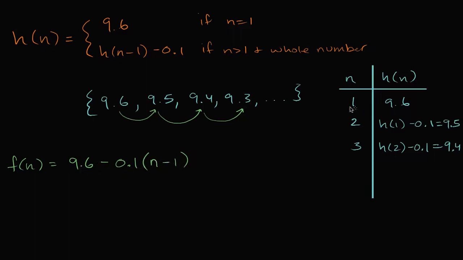When n is equal to 1, this term here is going to be 0. So this whole thing's going to be 0. You get 9.6. When n is equal to 2, 2 minus 1, you subtract 0.1 one time. 9.6 minus 0.1 is 9.5. And you could keep doing that. You could draw a table and evaluate these if you want to. But the key thing is you're starting at 9.6 and you're subtracting 0.1 one fewer times than the term you're looking at. So if n is equal to 4, you're going to subtract 0.1 3 times. And you see that: subtract 0.1 once, subtract 0.1 twice, subtract 0.1 3 times.